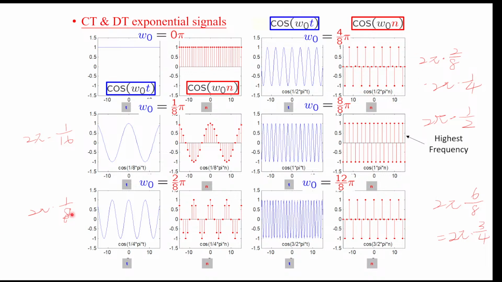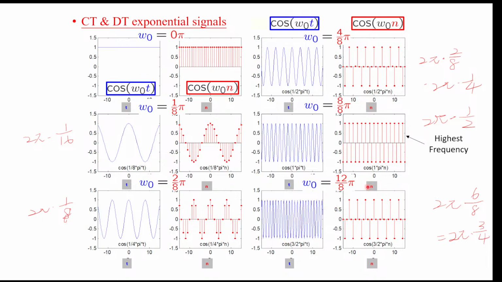Okay? And then you see when omega naught equal to 8 pi over 8, then the discrete signal becomes the highest frequency. Because to match this high oscillation, the signal taking points at the integer values becomes 1, minus 1, 1, minus 1, 1, minus 1, etc. So this is the highest frequency discrete signal can have.